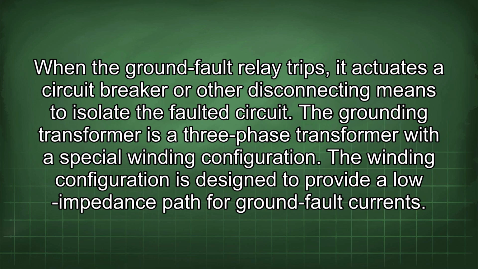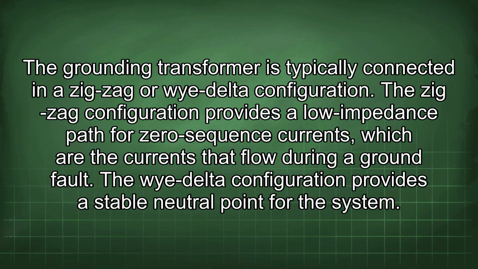The grounding transformer is a 3-phase transformer with a special winding configuration. The winding configuration is designed to provide a low impedance path for ground fault currents. The grounding transformer is typically connected in a zigzag or Y delta configuration. The zigzag configuration provides a low impedance path for zero sequence currents, which are the currents that flow during a ground fault. The Y delta configuration provides a stable neutral point for the system.